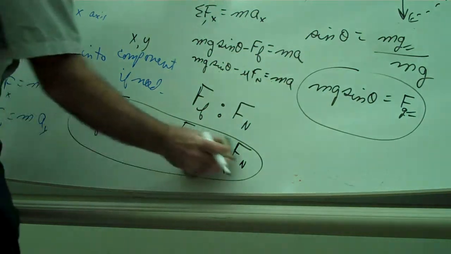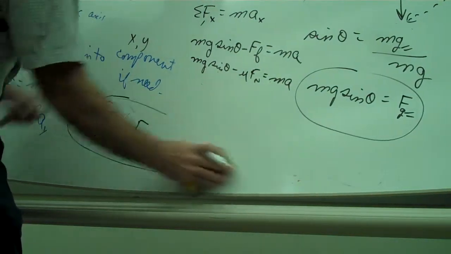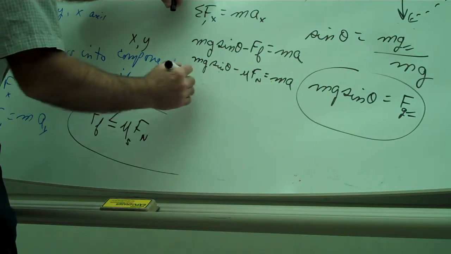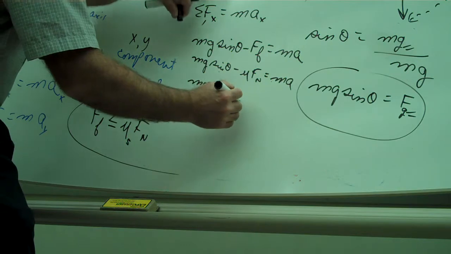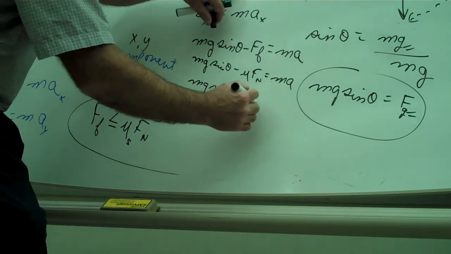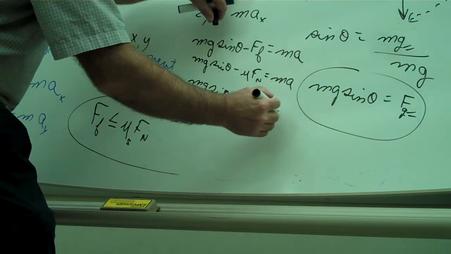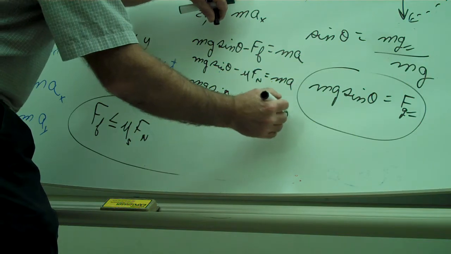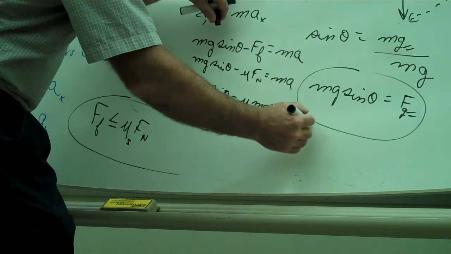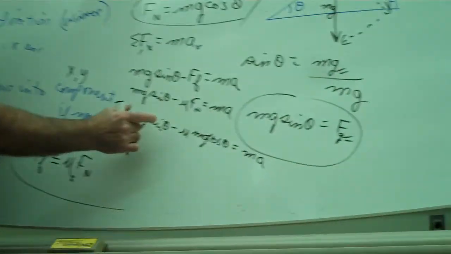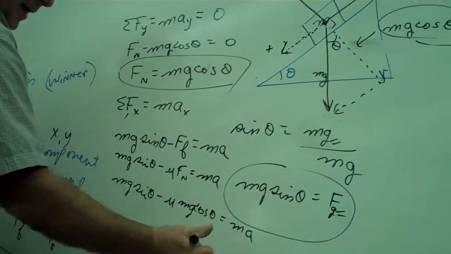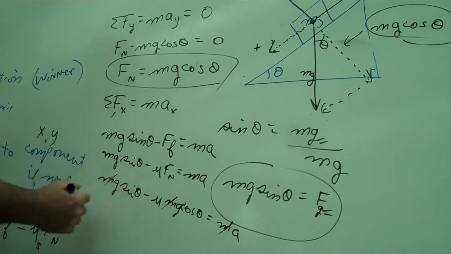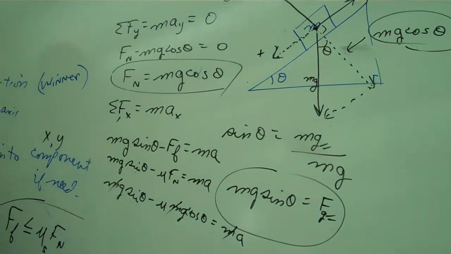But what's normal? We just found out what normal was. I circled it up here. So it's really mg sine theta minus mu, and what's normal? mg cosine theta, equals ma. In other words, the force parallel minus friction equals ma. And look, the m's canceled, and it doesn't matter what the mass was that was going down the hill.